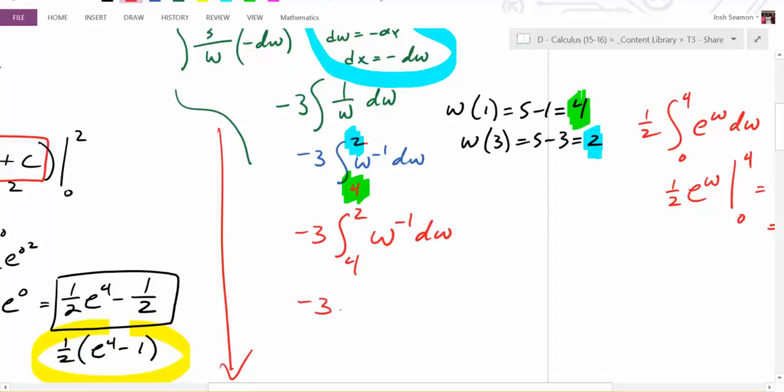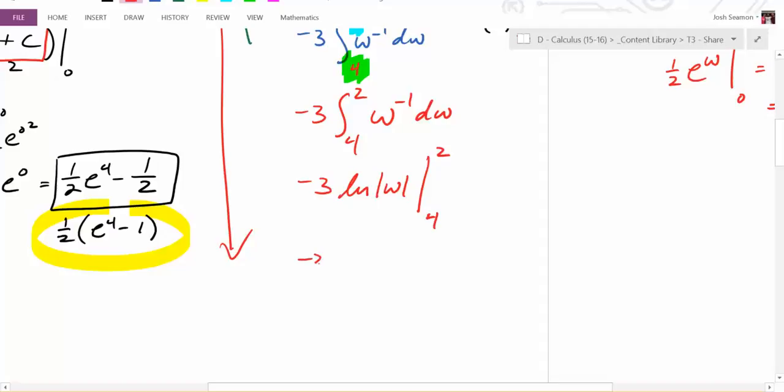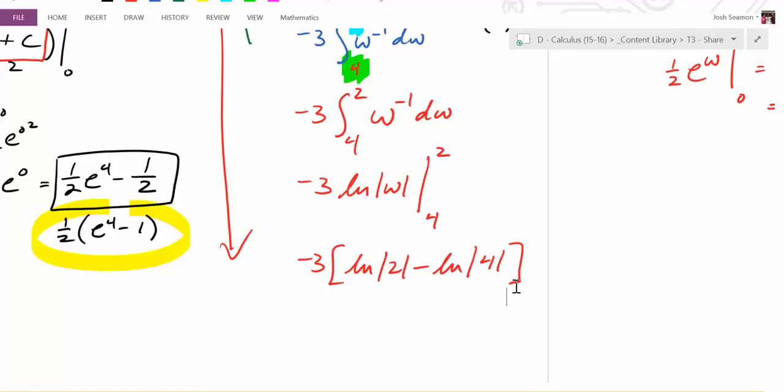Exactly. There you go. So you have -3 ln of the absolute value of w from what to what? 4 to 2. So you have -3 times ln of 2 minus ln of what? 4. Do you remember? You could stop there. I would be totally okay with you stopping right there. You need to remember maybe a little bit of your log rules.